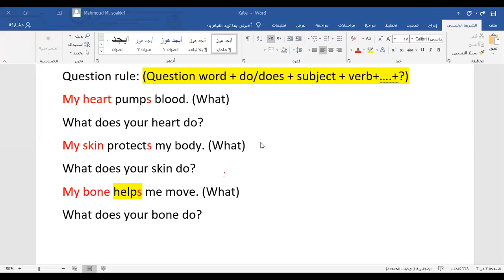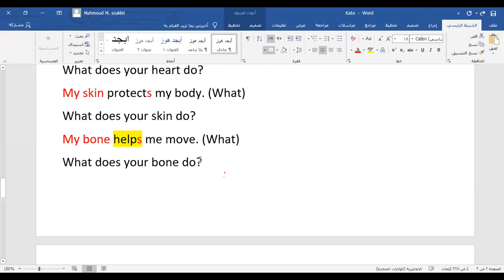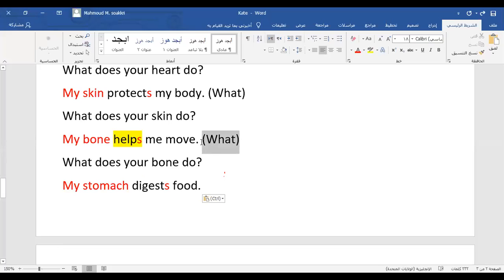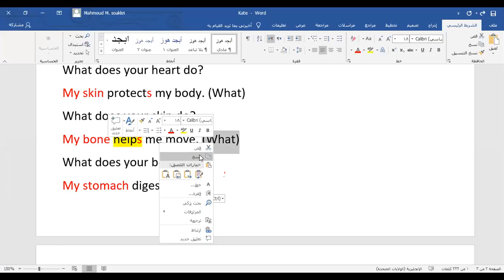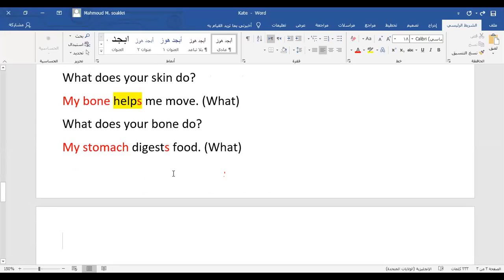Yes, Ahmed Hani. Now your sentence is: my stomach digests food. This is your sentence. I want you to ask a question like your friends Omar Izzat, Yusuf Khalid and Yasin Khalid. Okay? What does your bone do? Excellent. Thank you very much.